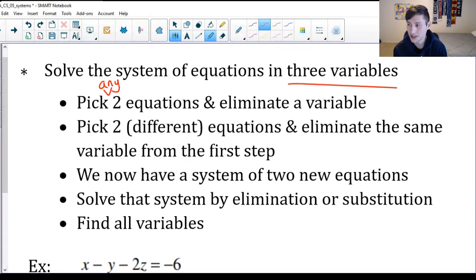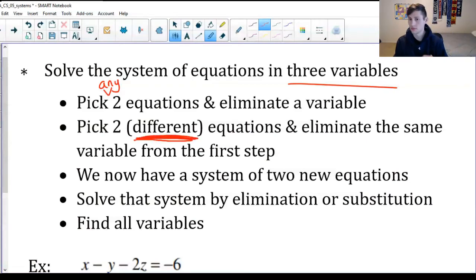Now, typically, there will be, again, easier choices, but sometimes maybe not. Sometimes we just have to make an executive decision. All right, we'll eliminate a variable. We'll do exactly what we did to just get rid of x or get rid of y or get rid of z. Next step, we'll pick 2 different equations.